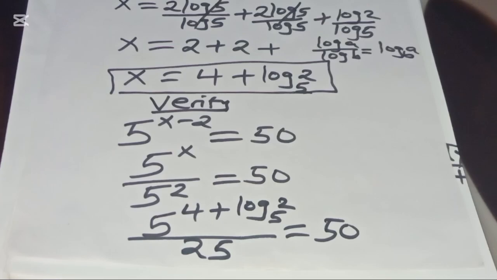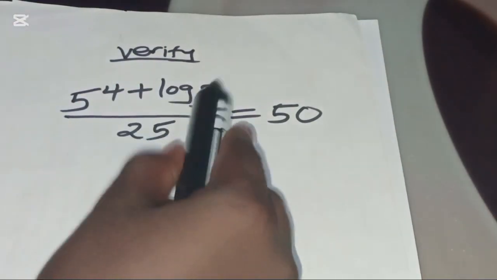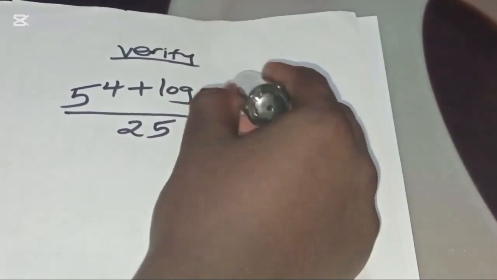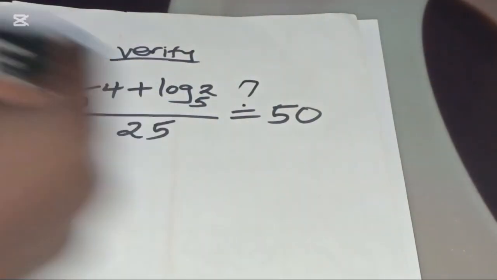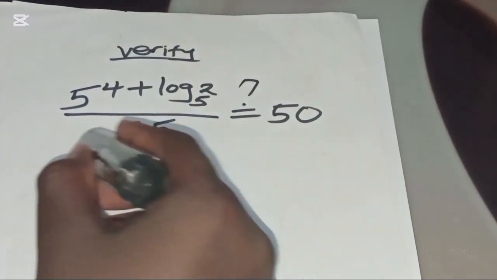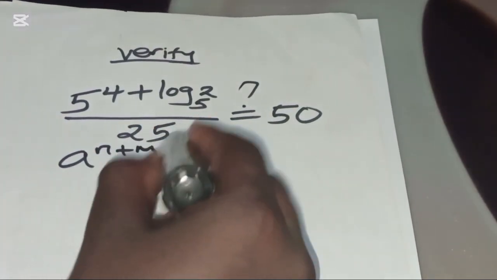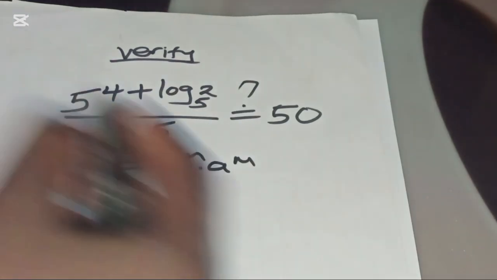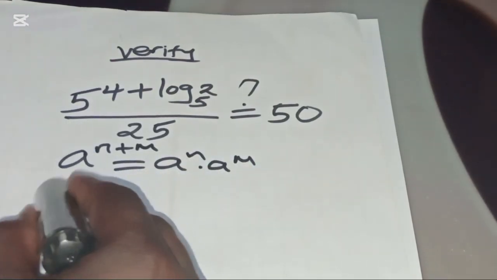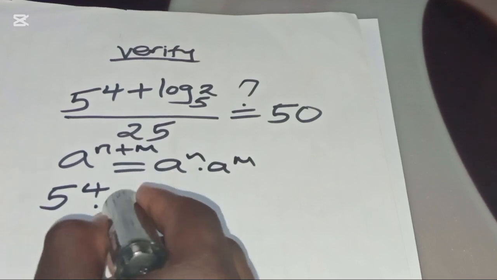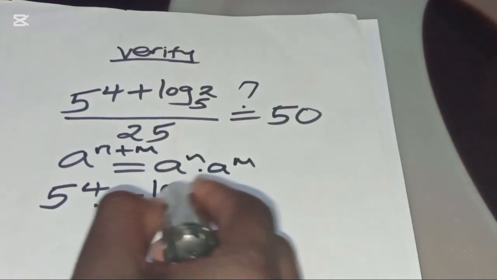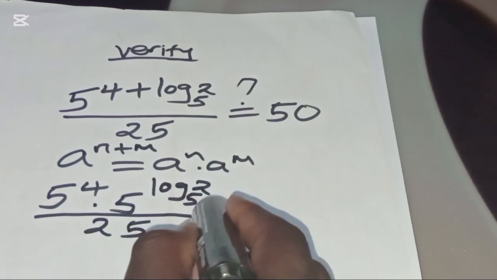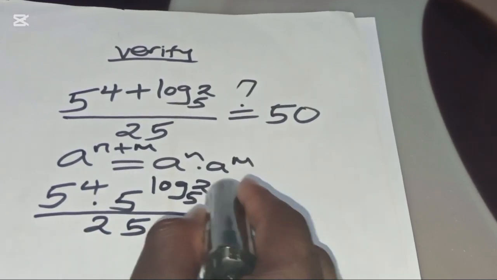Okay, so let's proceed. So we have 5 to power 4 plus log 2 to base 5 divided by 25. This should give us a value of 50. So let's check if it stays true. So 5 to power 4 plus log 2 to base 5. This is actually in the form of a to power n plus m, which we can express as a to power n multiplied by a to power m. So applying this identity, this is the same thing as 5 to power 4 multiplied by 5 to power log 2 to base 5, divided by 25.